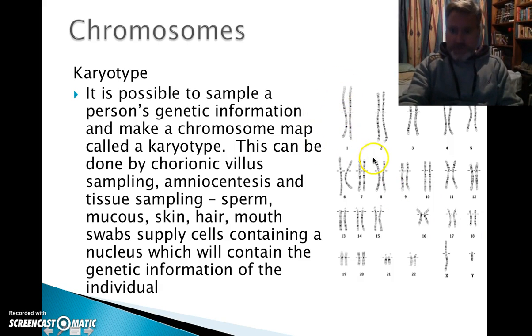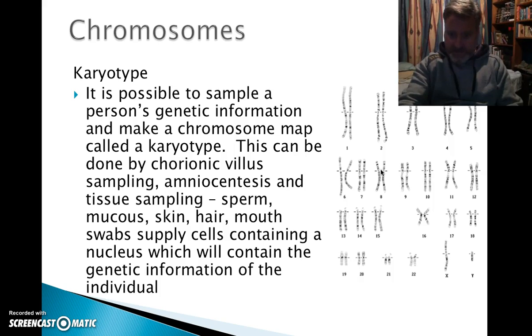So this is pair 1. Pair 1 is longest. They're slightly longer than pair 2, pair 3, pair 4, etc. And pair 22, the smallest. We then line them up on their centromeres. So that one is essentially metacentric. That centromere is essentially in the middle. This one here is slightly to one side, so it's sub-metacentric. These ones here are much better. These are definite sub-metacentrics. That centromere is away from the centre.